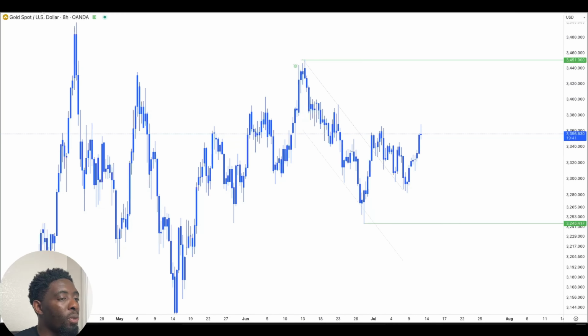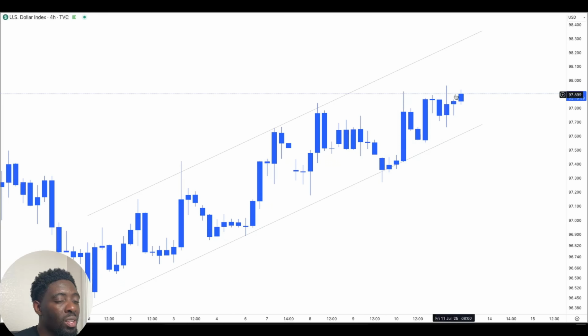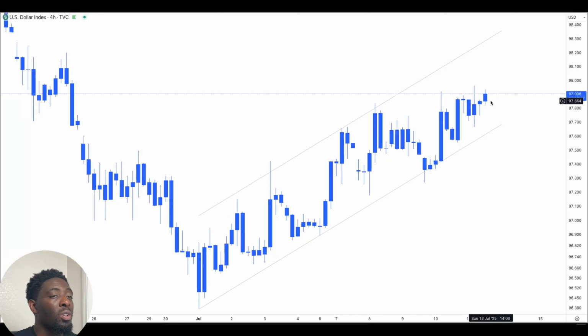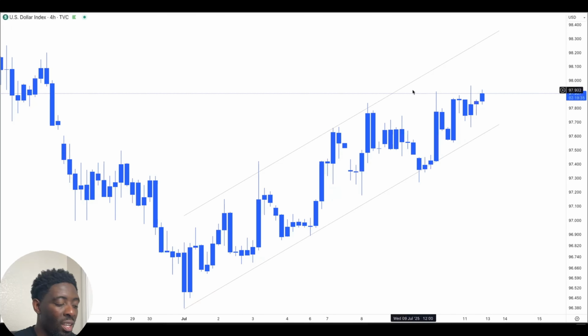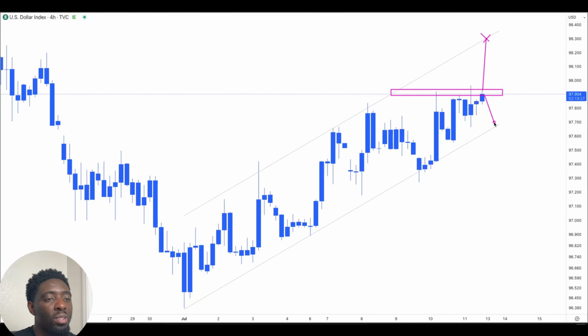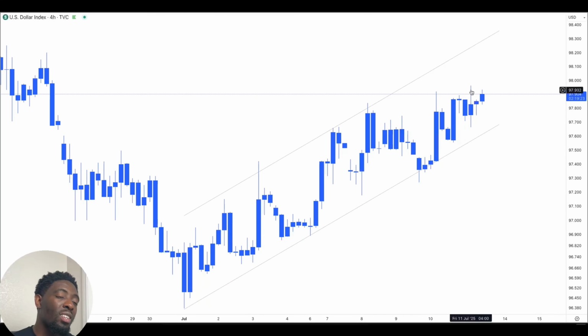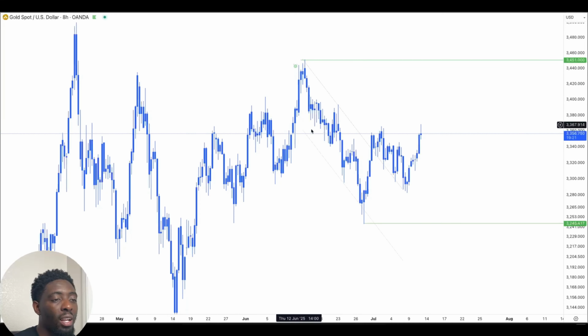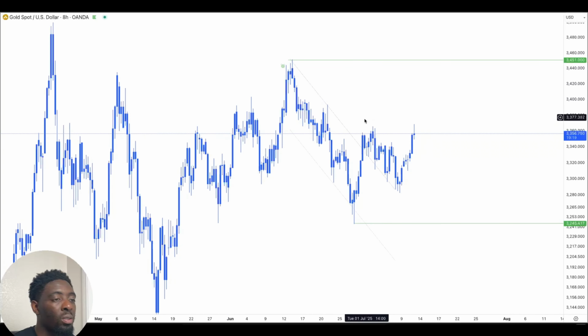But for now, you need to pay attention to what's happening on the DXY. How is the DXY going to move from an area like this? Is it going to take out this area? If yes, where is it headed to? It's headed to an area like this. An inability for this to happen, you're looking at this and a break to the downside. So once this starts happening on the DXY, it's going to give you a clear direction on gold.